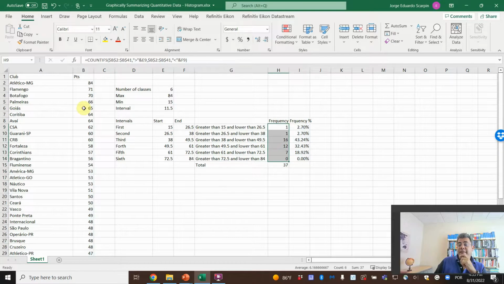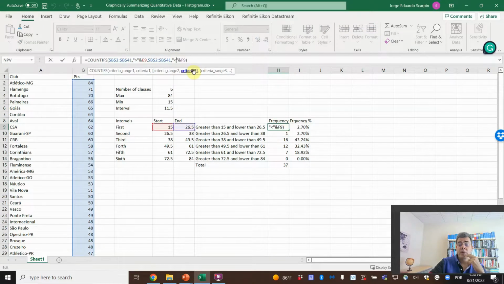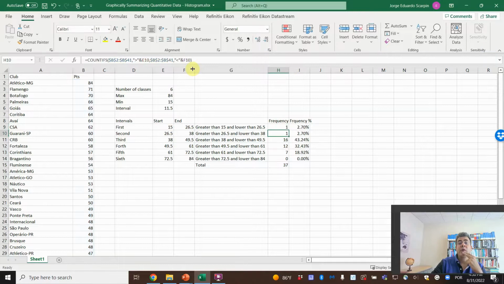We have 40 teams and only 37 here, because here we are not working with greater or equal or lower than or lower or equal. So, okay, lower or equal, here, 1, and let's copy and paste here. Whoa, better, 39.